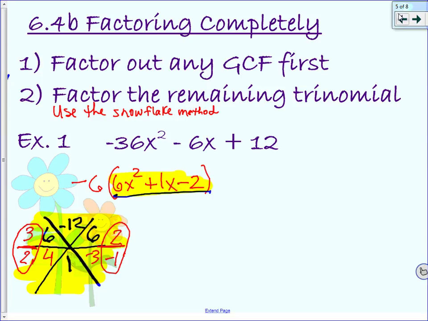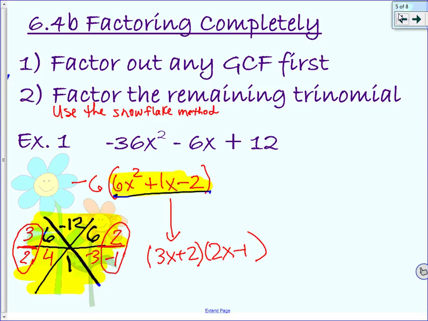Okay, Ava, what would the factors be? 3x plus 2 and 2x minus 1. Okay, good. So this 3 and the 2 gives us this 3 and this 2. And then this 2 and negative 1 gives us this 2 and this negative 1. All right? And so now what Amelia was asking about was what about the negative 6? Okay? So negative 6 just stayed right here, and then we factored what was on the inside of the parentheses.